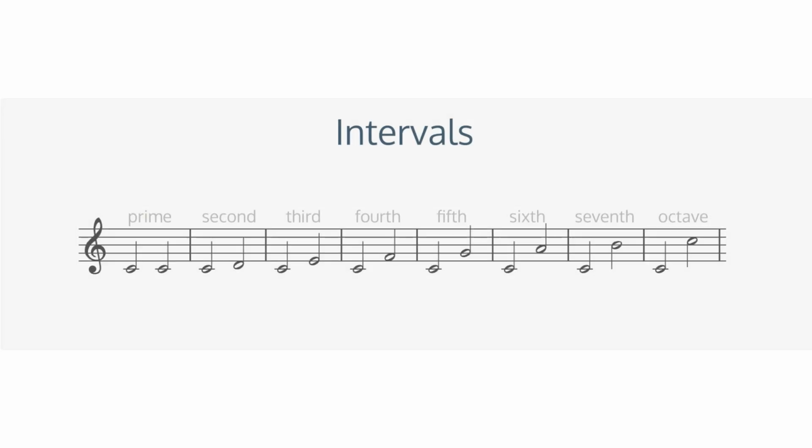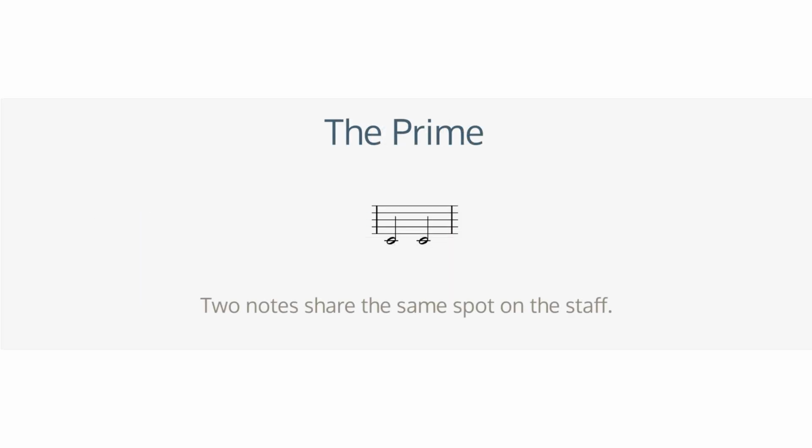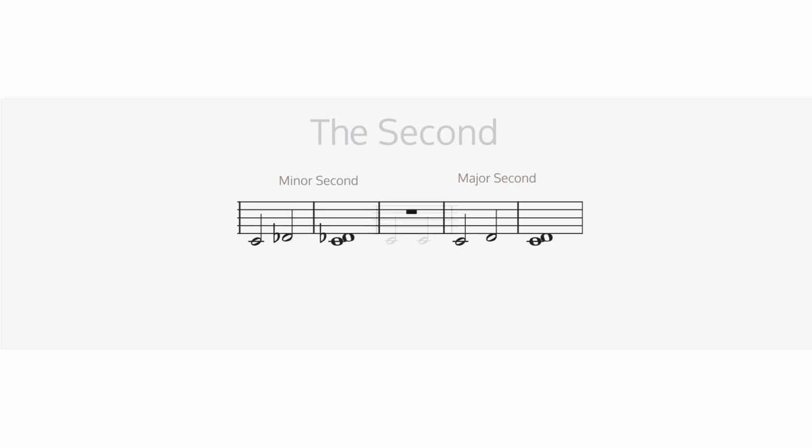The intervals measure the distance between 2 notes. To find the distance between 2 notes, we have to count the lines and spaces between the notes. When 2 notes share the same spot on the staff, it's called a prime. For instance, C to C or D to D are prime intervals. A second occurs when 2 notes are either a half step apart or a whole step apart. There are major seconds or minor seconds. The minor second is made up of 1 half step, the major second consists of 2 half steps.